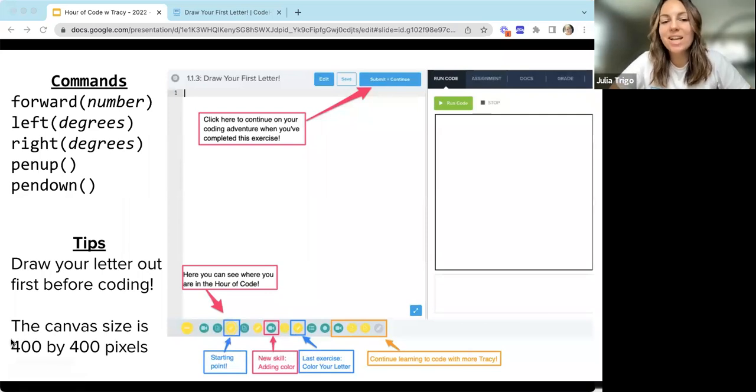I hope everyone is having a great time writing their programs. We're going to start sharing in about 10 minutes, so keep working.